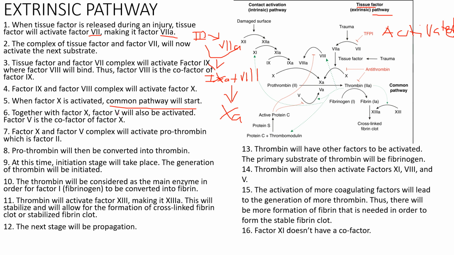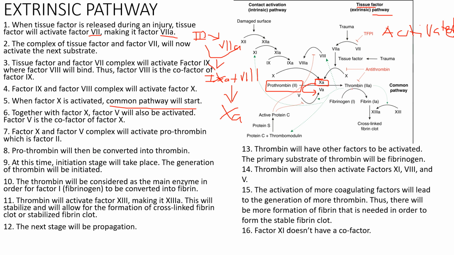Together with factor 10, factor 5 will also be activated. So this is your activated factor 10. Activated factor 10 will now cause it to activate factor 5. Now factor 10 and factor 5 complex will activate your prothrombin, which is your factor 2. And prothrombin will now then be converted to thrombin.